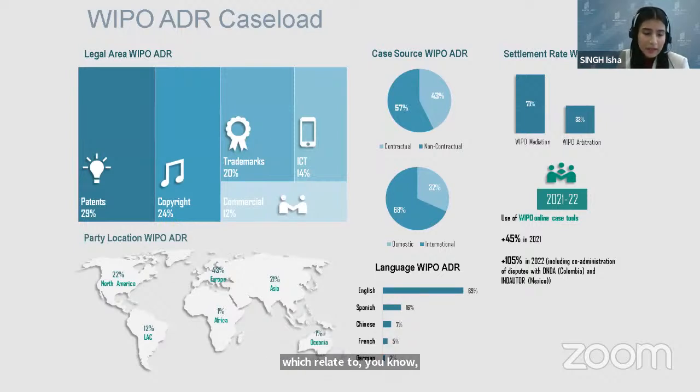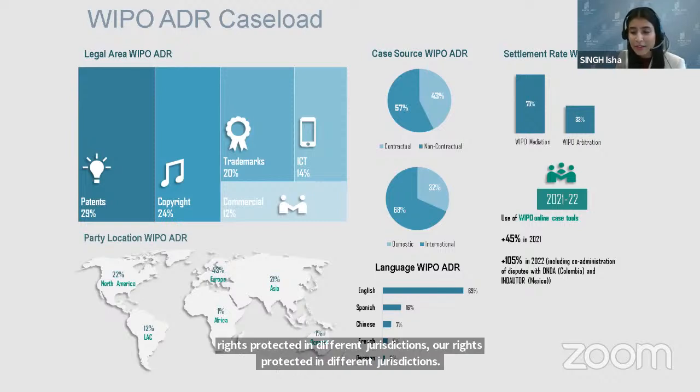And as for the source of our cases, traditionally, most of the cases are based on contract clauses in agreements between the parties, but we've been seeing an increasing number of cases that are being referred to WIPO mediation or arbitration after the dispute has arisen, for example, infringement disputes. And most of our cases have traditionally and are still international, with parties based in different jurisdictions or rights protected in different jurisdictions. We offer services in a number of languages.